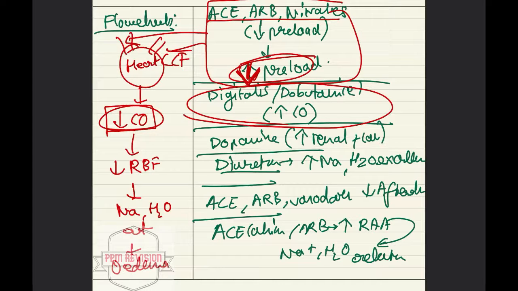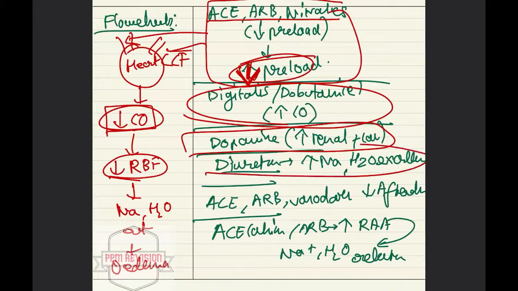So next we're looking at reduced RBF, that is nothing but the renal blood flow. In such a case, dopamine increases the renal blood flow, as mentioned here. And next, if we move on to diuretics, the sodium and water are there, and they promote the sodium and water excretion.